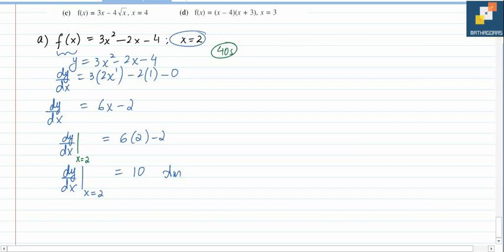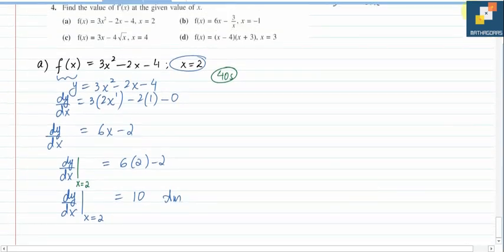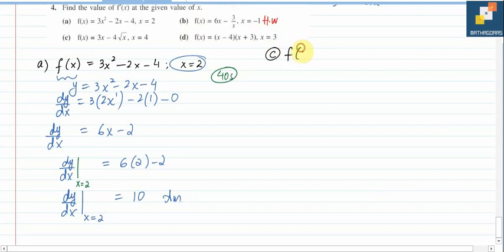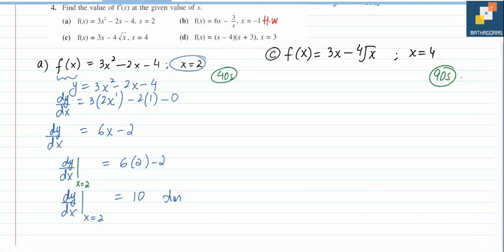Alright. After part A, part B is your homework part, so we are going to start with part C. f of x is equal to 3x minus 4 under root x at x equals 4. First give it a try by yourself. Time is 90 seconds and then I will explain. So start.